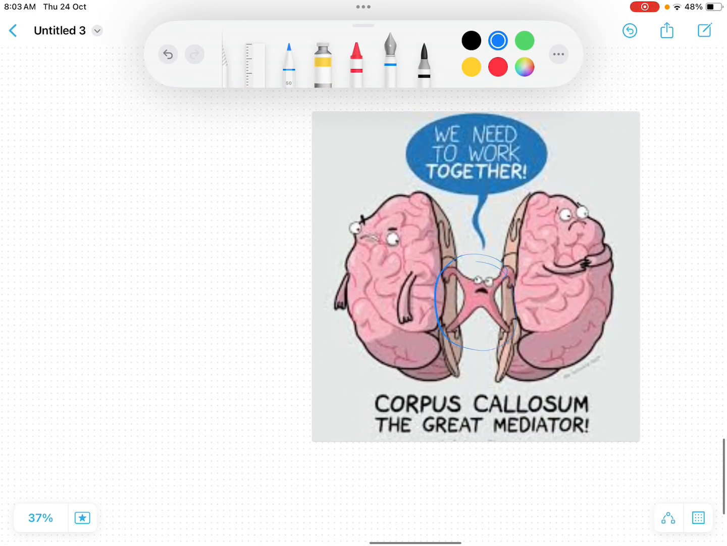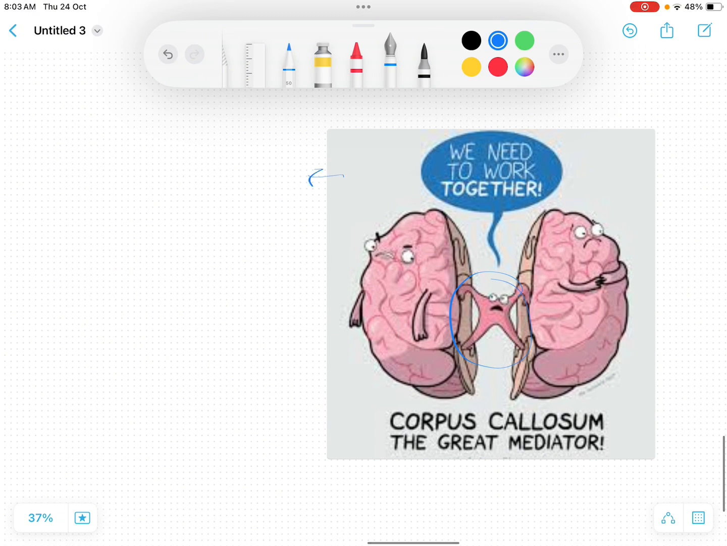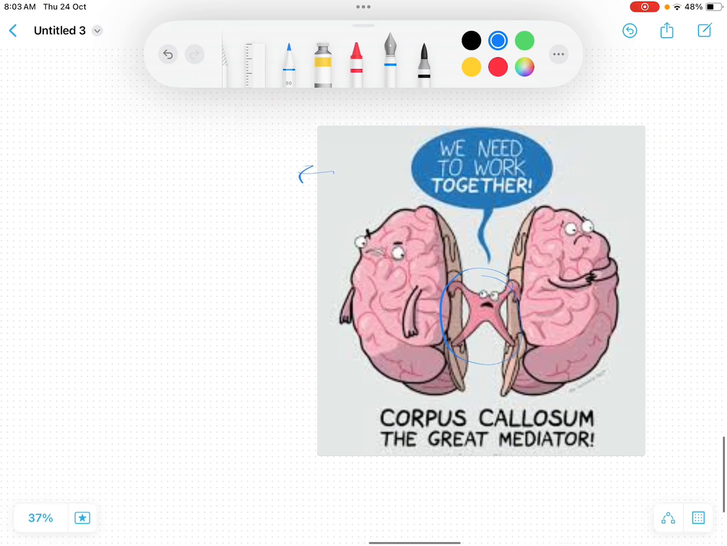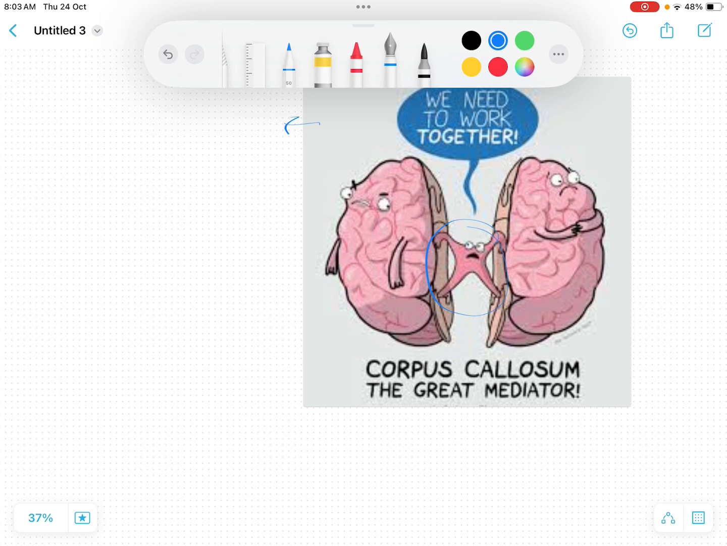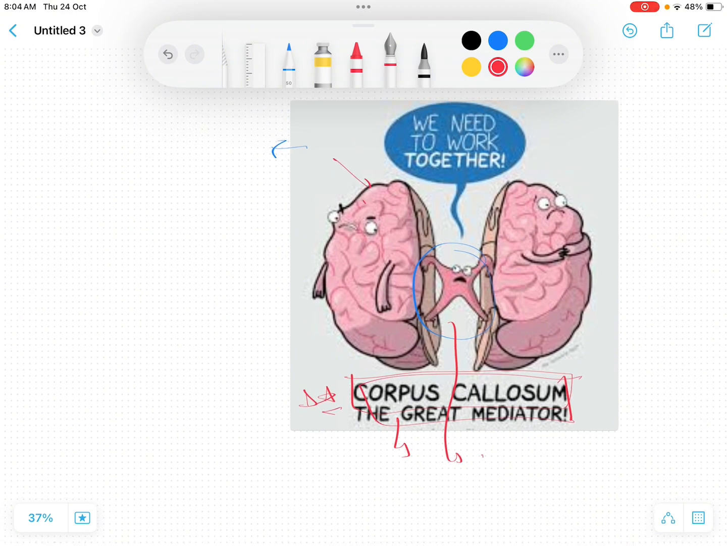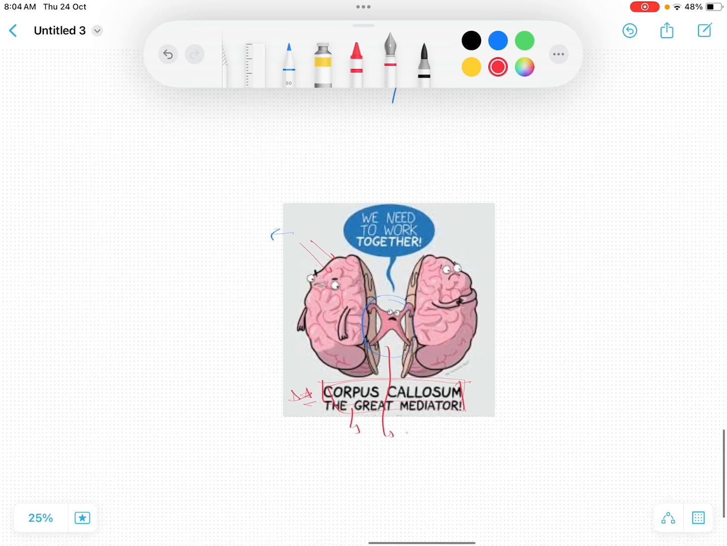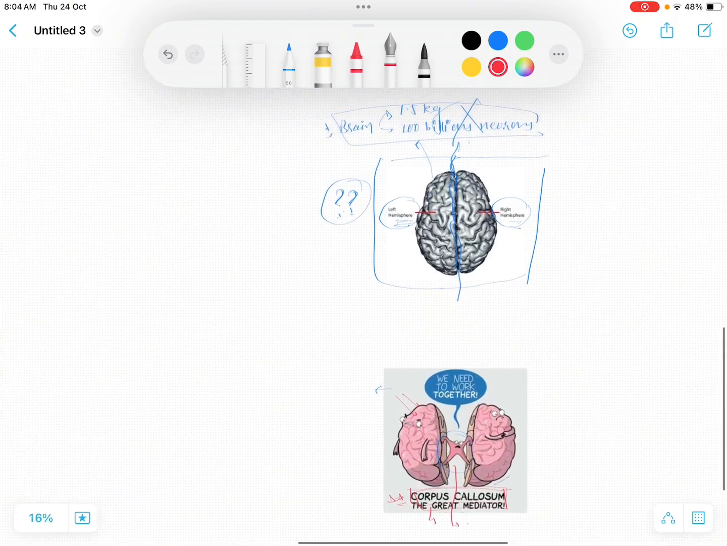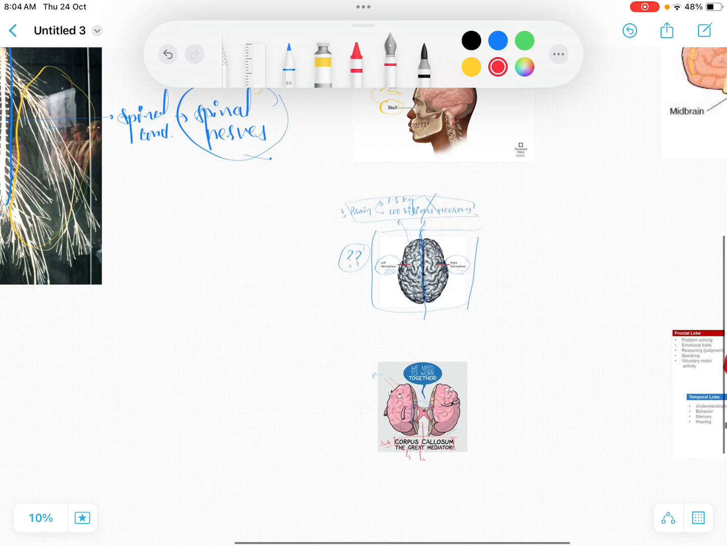Look at this. I've brought a cartoon version of a photo here. This is not how the brain actually looks, but I just wanted you to know this corpus callosum, which connects the two hemispheres of the brain, okay? So we are done with the basic intro to the brain.